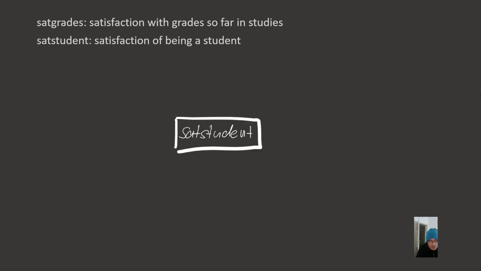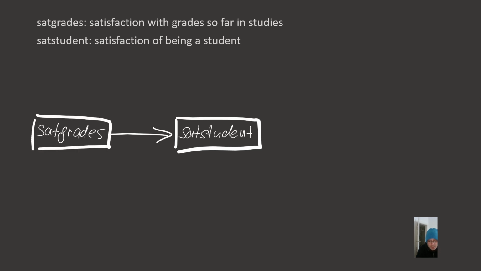We will now consider SAT student as a dependent variable and SAT grades as an independent variable. That is, we will investigate whether and to what extent satisfaction with the situation as a student is influenced by satisfaction with grades. First of all, we build and estimate the simple model in which context doesn't matter, just the two variables, SAT student and SAT grades.